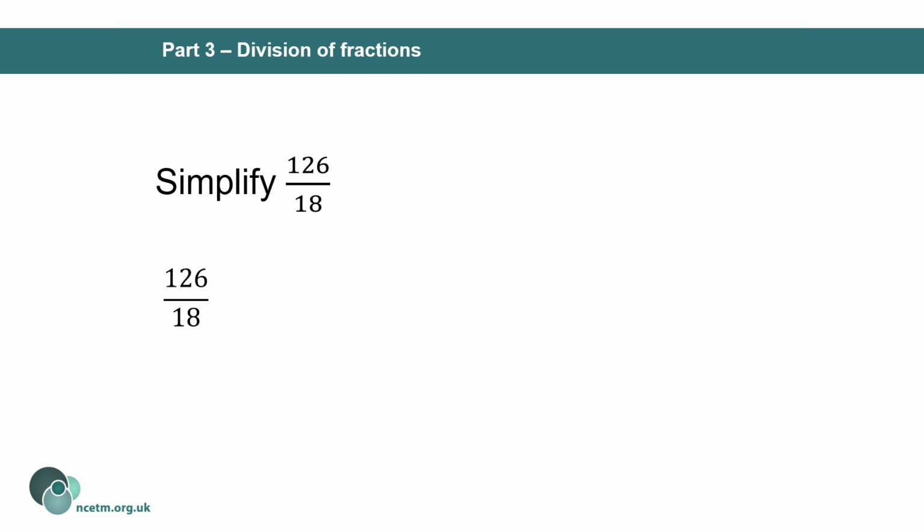So I think the first step might be they're both even numbers, so I can divide them both by 2. So I get an equivalent fraction of 63 over 9, which is still correct. That's fine. I can't divide both of these by 2 anymore, but I can divide them by 3. And if I look carefully, I can divide that by 3 again, so I get 7 over 1, so that gives me a value of 7.